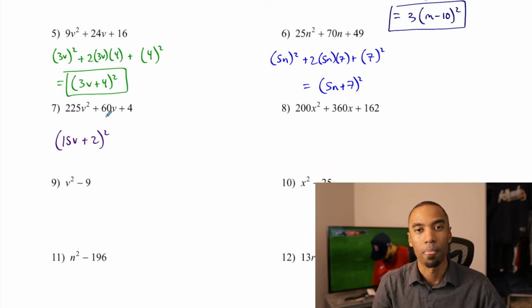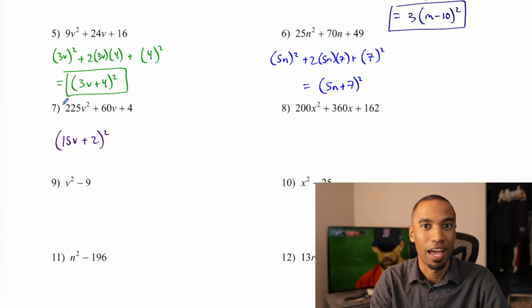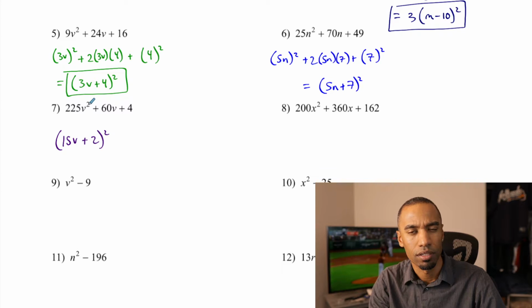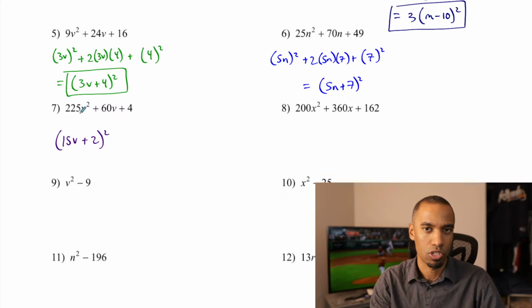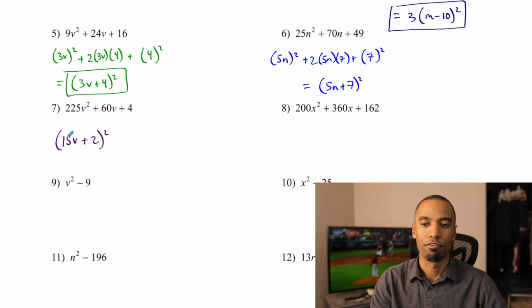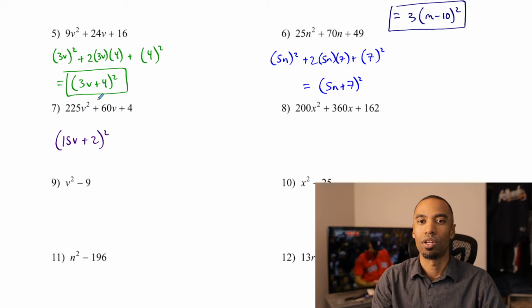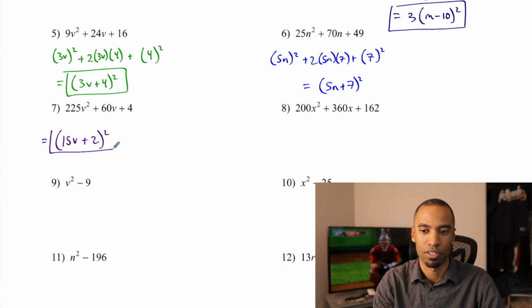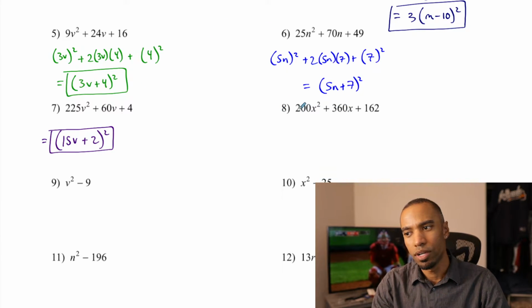I'm done. I mean, 225 has other factors, guys. It has 5 times 45, 25 times 9, obviously 225 and 1, 15 and 15, and then 4 is 4 and 1 and 2 and 2. There are a lot of different things that you'd have to do along the way there, but I already got it factored from there.